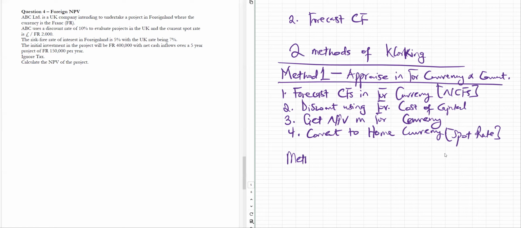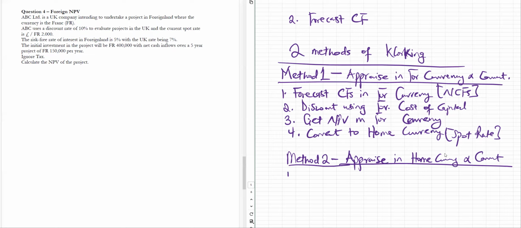Method two is to appraise the investment in home currency. Okay, in home currency. And we are actually looking for the parent or the home currencies. And maybe you can convert to, just see whether it's the same. So how do we do this method two? So the same way, first, we would get the cash flows in the foreign currency. Okay, so we'll get the cash flows in the foreign currency.